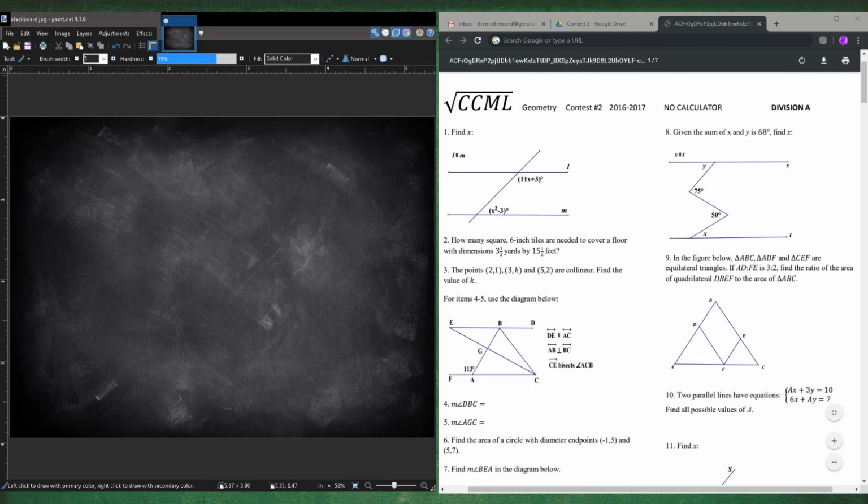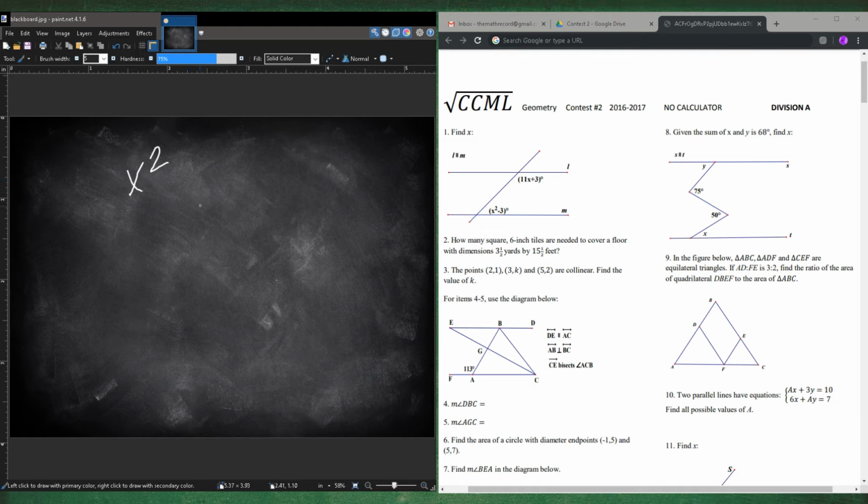Okay, question 1. Lines L and M are parallel, and this is the intersection line. So the x squared minus 3 angle right here is the same thing as this angle on top of 11x plus 3. So x squared minus 3 plus 11x plus 3 has to be equal to 180 degrees. So the negative 3 and the 3 cross out, and you get x squared plus 11x equals 180.